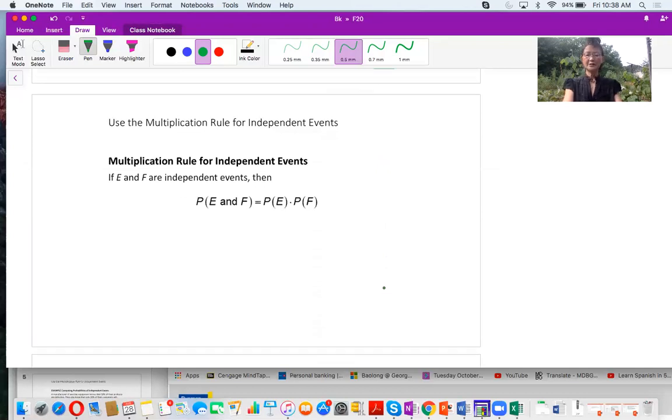So the multiplication rule for independent events: suppose E and F are independent events, then the probability of E and F equals the probability of E multiplied by the probability of F. This equation has a condition. Two events must be independent. If two events are not independent, we have another formula. We'll introduce it later in this video.